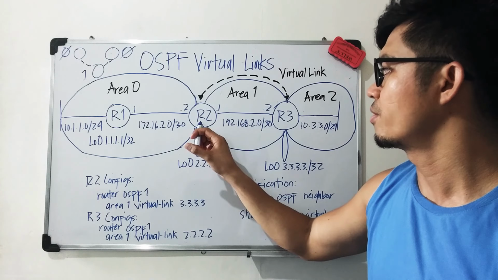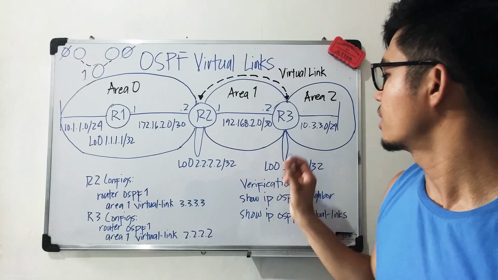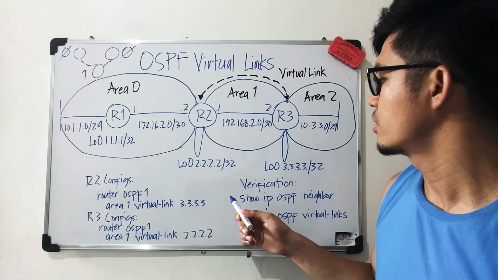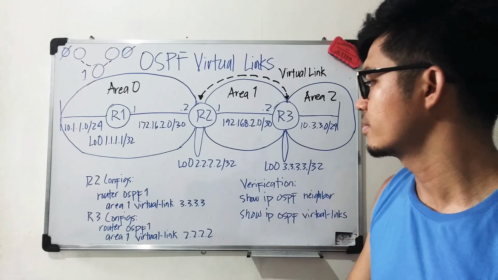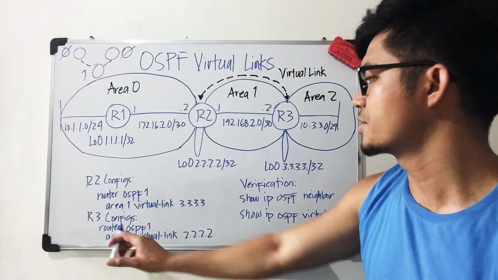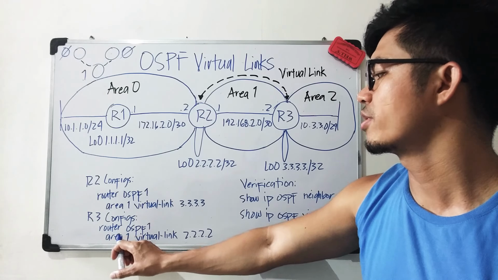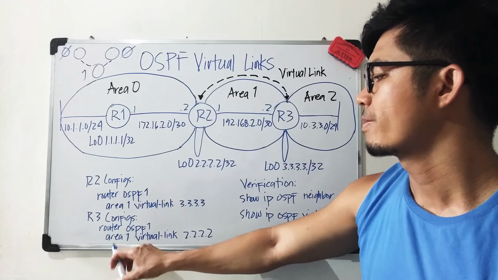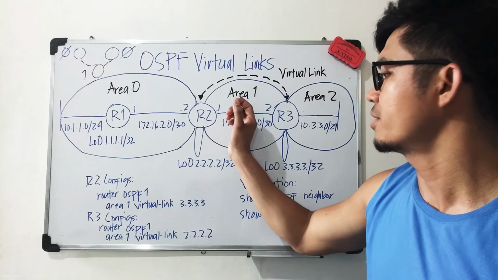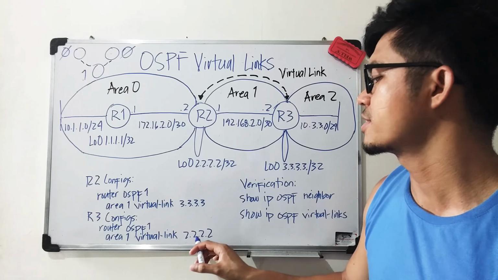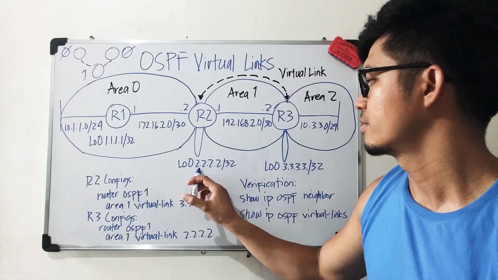So the router ID here is the router ID of R3. And this is your R3 configuration: router ospf 1, your transit area, which is area 1 here, virtual-link, and this is the router ID of R2.